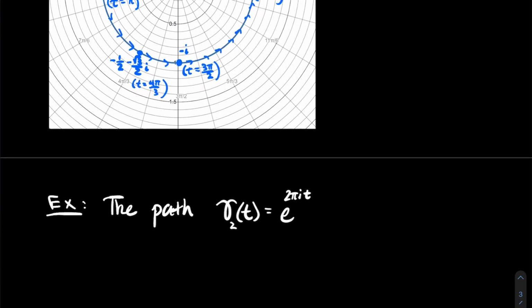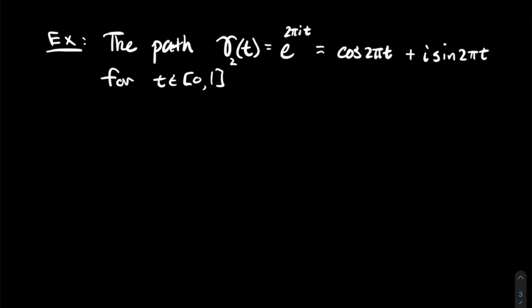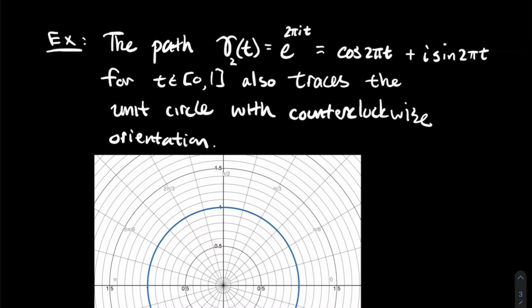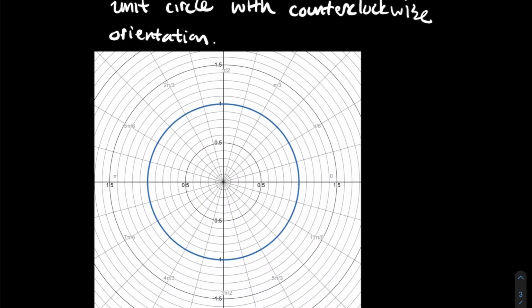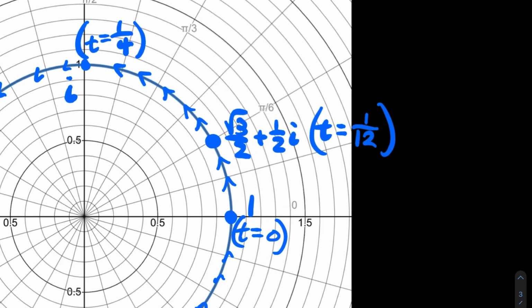Let's look at another example. Let's change it a teeny tiny bit from gamma 1. So now gamma 2 is e to the 2 pi it. And if I again write that out in terms of its real and imaginary part, that's cosine of 2 pi t plus i sine of 2 pi t. And let's just consider t from 0 to 1 now. So instead of 0 to 2 pi, like the first example with the unit circle, let's do this. But this still traces the unit circle, and I still have the counterclockwise orientation. And now if I add in some points as I go around to see where we're at, we see, for instance, when t is 1/12, I'm at this point, root 3 over 2 plus 1 half i.